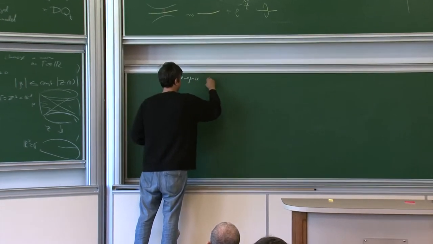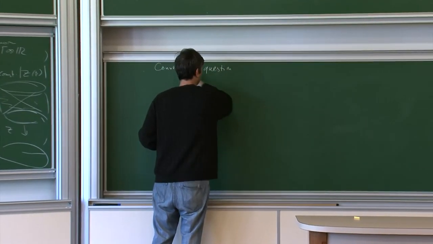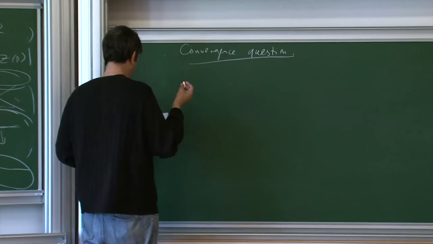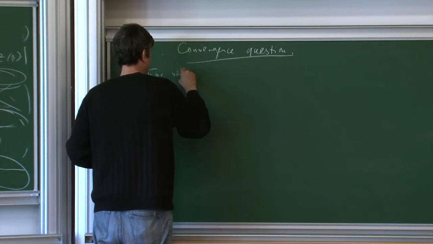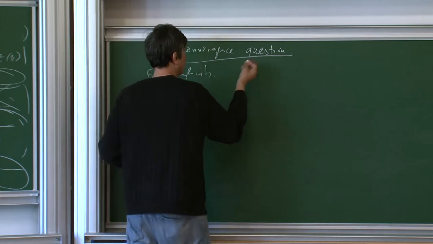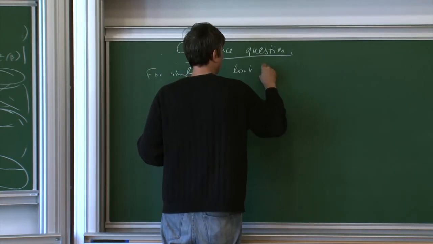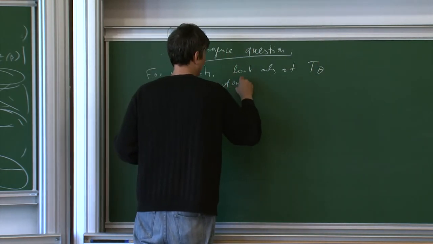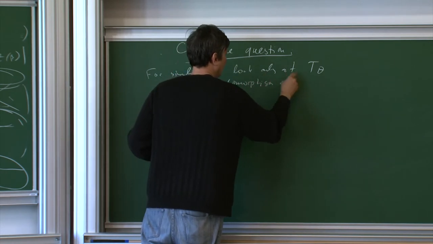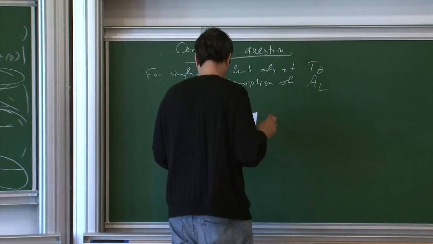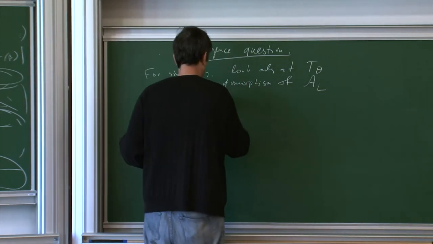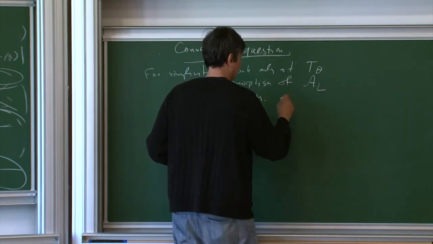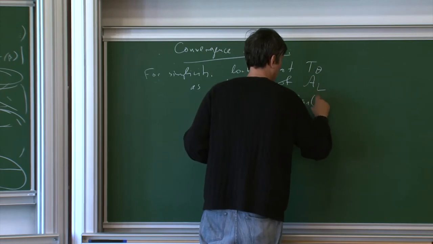There are convergence questions here on which I don't have a good answer. In general, for simplicity, just look only at the sigma s automorphisms, maybe inner ones, of the algebra AL. And we ignore twists. Let's say just automorphisms of the group ring of the fundamental group.